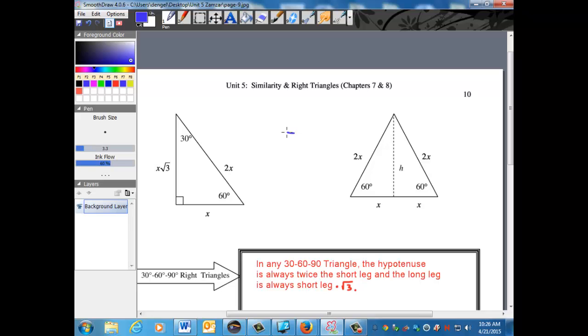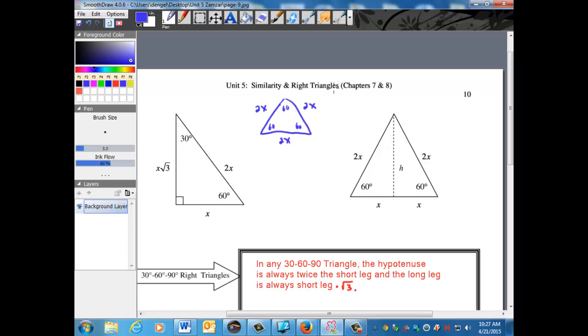It comes from starting off with an equilateral triangle where all sides are the same, and let's just say for this equilateral triangle all sides are 2x. And let's recall also that all equilateral triangles are also equiangular, so we could put 60 degrees inside all these angles.